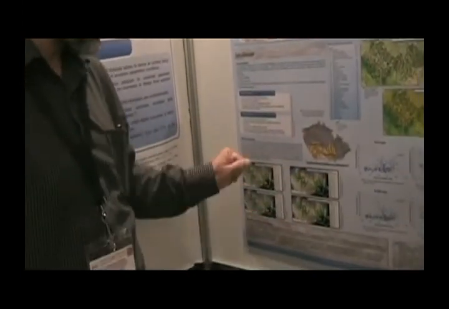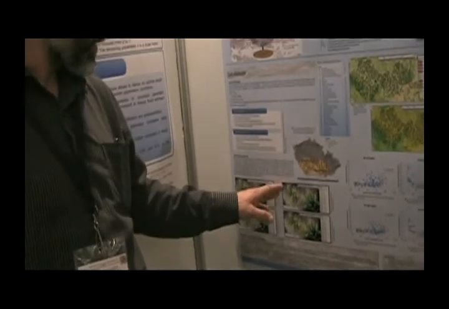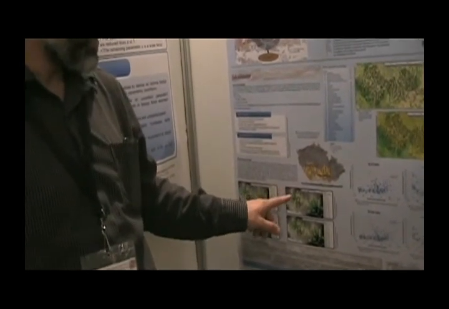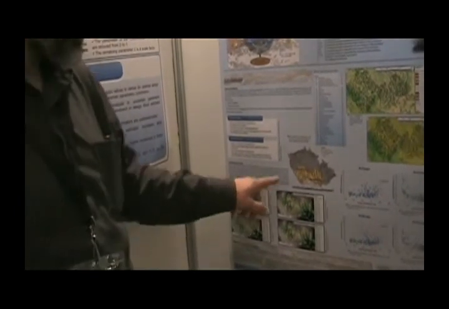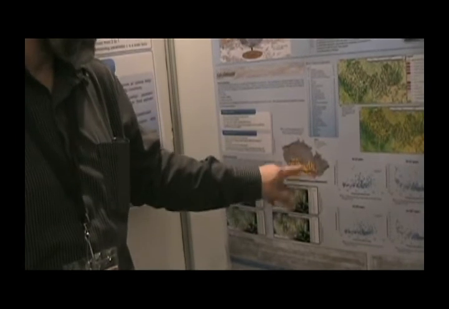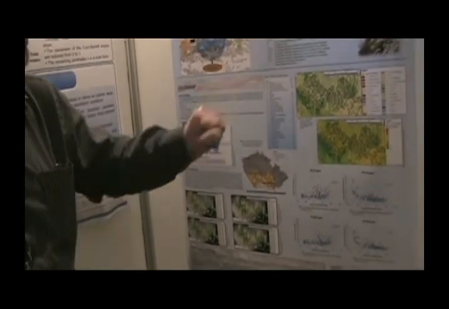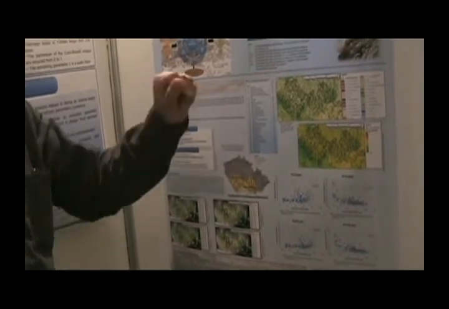We have used a data set of about 200 small catchments up to 150 square kilometers, which are located in South Bohemia and South Moravia. And as an input for the land use assessment, we have used the Corine Land Cover data set from 2006.